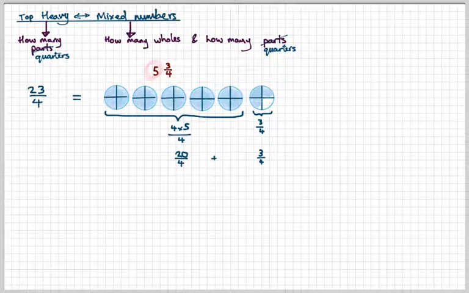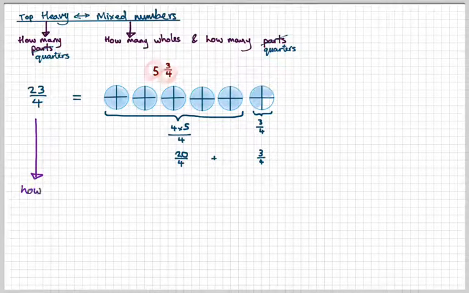This is our top-heavy fraction. So the mixed number is 5 3/4, and the top-heavy fraction is 23 quarters. If you were to count each quarter individually, you would count 23 quarters. A quicker way to do this is to think about that 20 quarters as being 5 times 4, and then we add the 3.